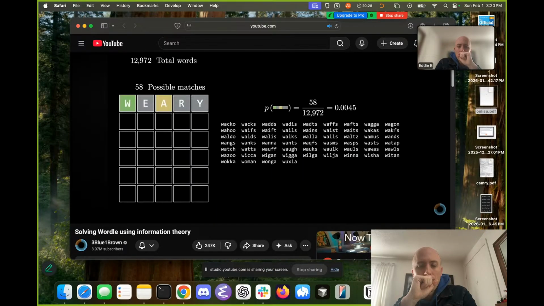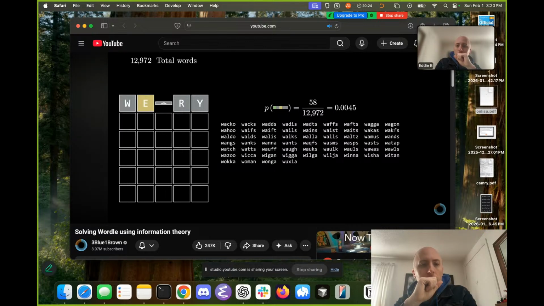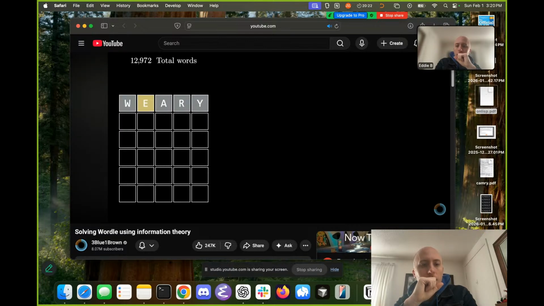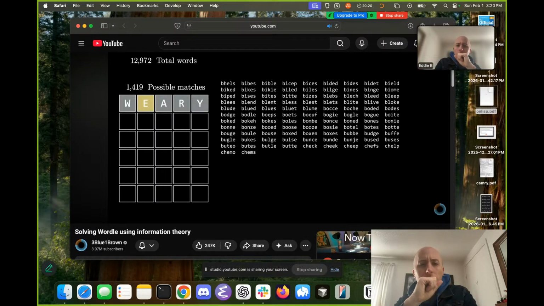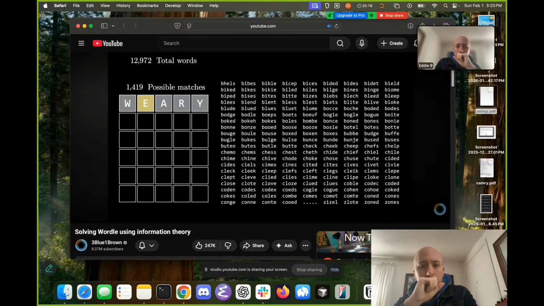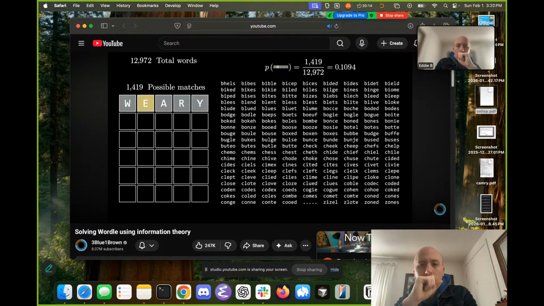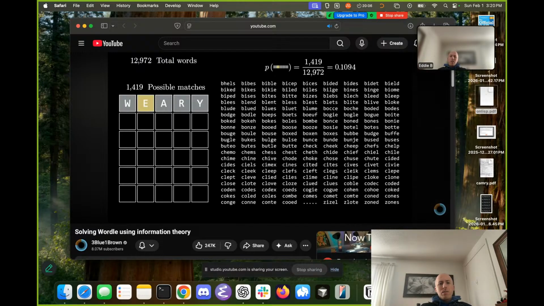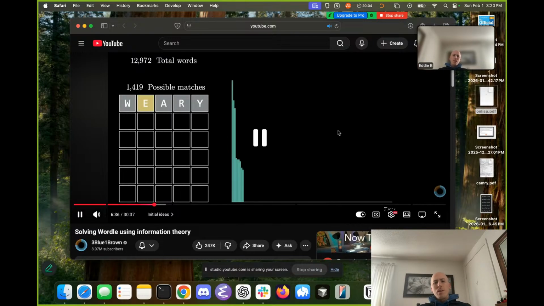A much more probable pattern to see with this opening would be something like this, where, of course, there's not a W in it. Maybe there's an E, and maybe there's no A, no R, no Y. In this case, there are 1,400 possible matches. So if all were equally likely, it works out to be a probability of about 11% that this is the pattern you would see. So the most likely outcomes are also the least informative. To get a more global view here, let me show you the full distribution.